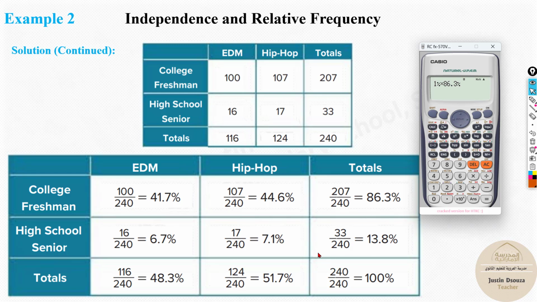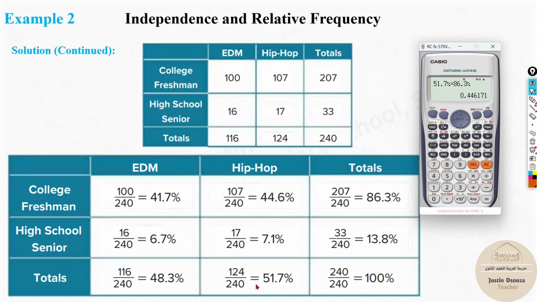I can't multiply these both. I won't get any answer for sure. I need to multiply this and this. I basically changed the wrong term. Anyways, 51.7 multiplied by 86.3. I must get 44.6. Yes, we are getting that.